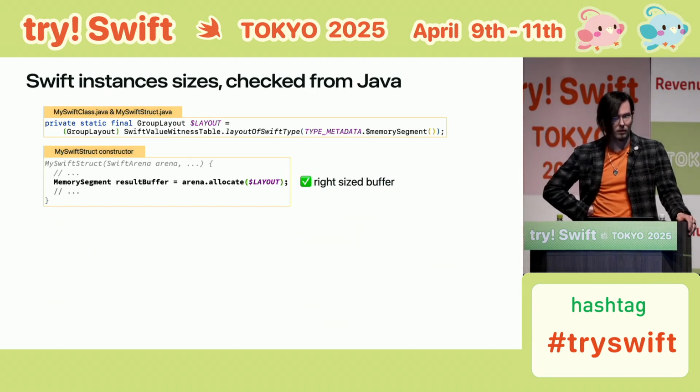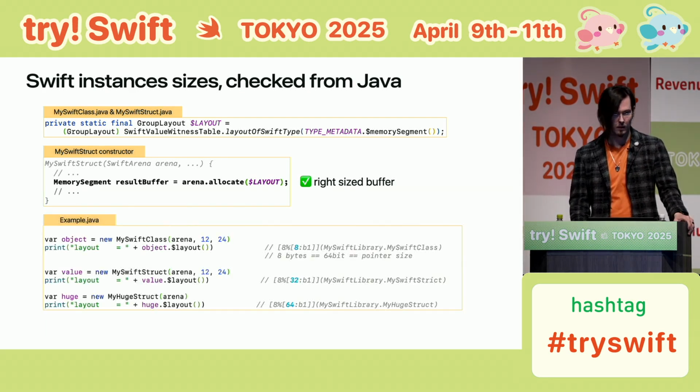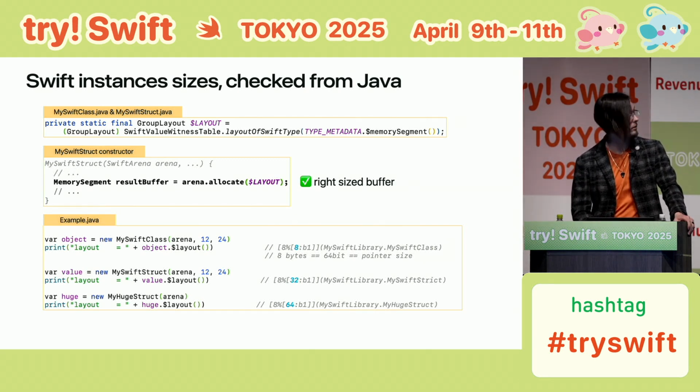So in order to check if we did it all right, we can see that now we have a layout for a specific type, and we can allocate memory using it. So you can say arena allocate a memory for that exact type. As you can see, the returned layouts here have the exact correct size as you would expect. So 8 bytes here, 32 here.